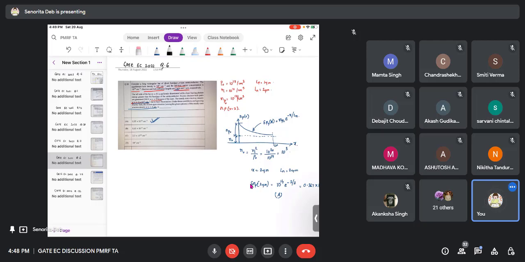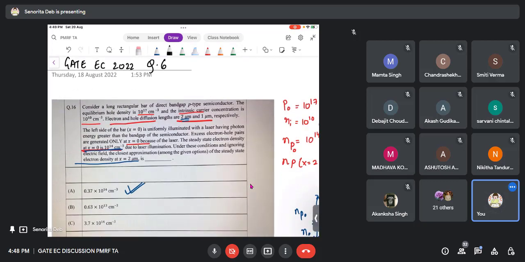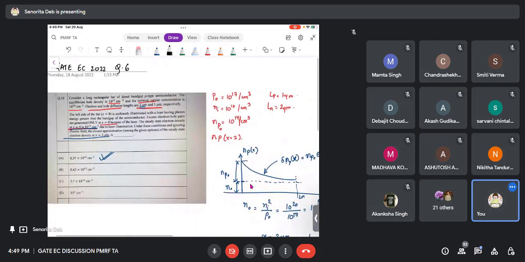Okay. So let me first show you this question. Consider a long rectangular bar of direct band gap p-type semiconductor. So it is a p-type semiconductor. Equilibrium hole density p naught is given. Intrinsic carrier concentration Ni is given. Electron and hole diffusion lengths Ln and Lp are given. Okay. So what is given, I have written on the side.